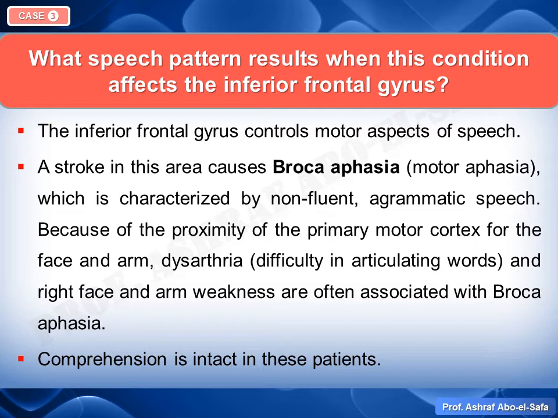Broca's aphasia is characterized by non-fluent agrammatic speech because of the proximity of the primary motor cortex of the face and arm. Dysarthria, difficulty in articulating words, and right face and arm weakness are often associated with Broca's aphasia. Comprehension is intact in these patients.